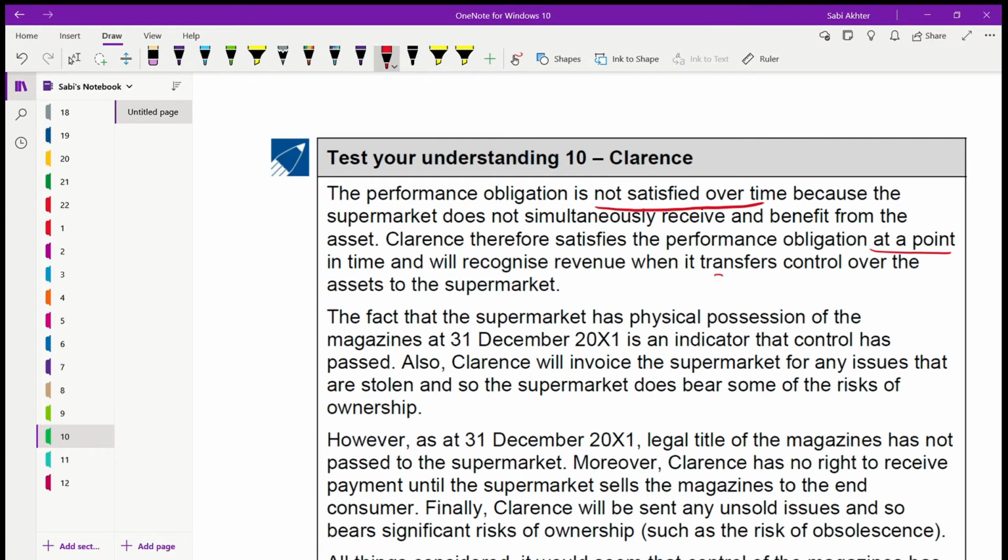When it is at a point in time, you need to understand this part. Transfer of control comes in. First, identify over time or at a point in time. If it is at a point in time, then comes whether control has been transferred to the customer or not. At that time only will they recognize revenue, when they transfer control over the asset to the supermarket.